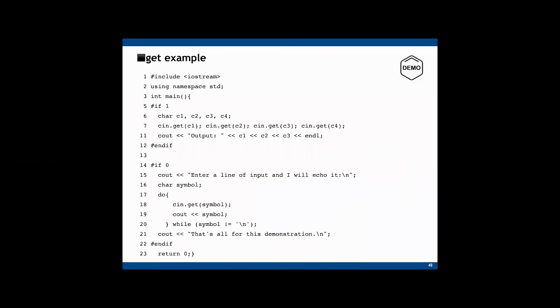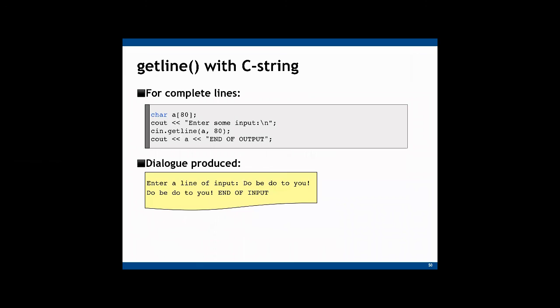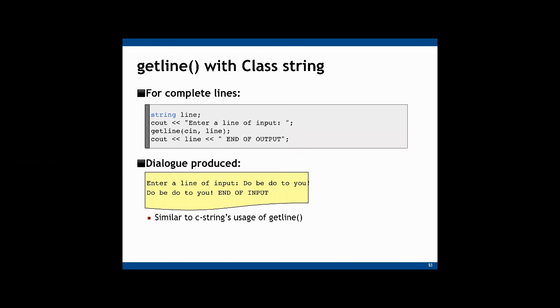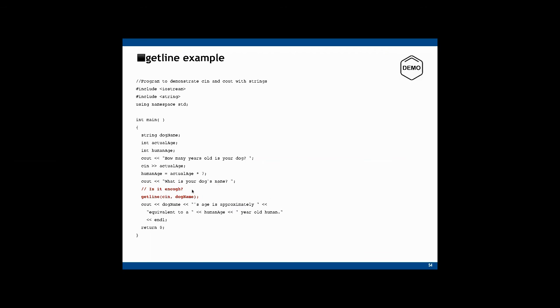Okay, we saw getline. We saw this problem of the new lines when you combine using cin and getline. Okay, so that's it for this session. Let's talk about file I/O in the following sessions.